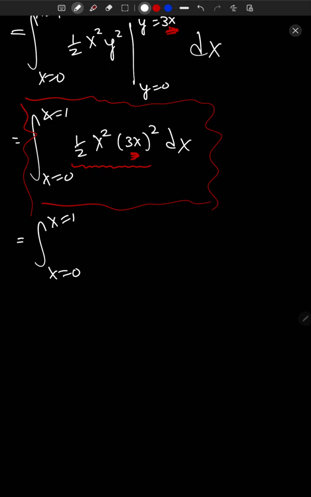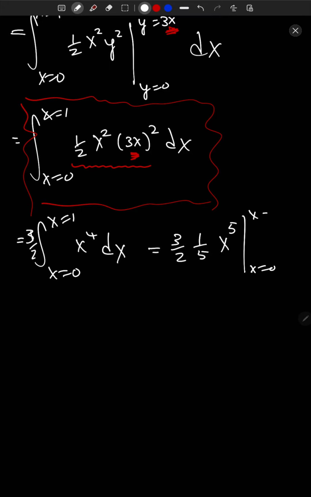x equals 0, x equals 1. Let's pull the 1/2 out. Let's pull the 3 out. x to the 4 dx, right? Something like this. And so we just get 3 over 2, 1/5, x to the 5, x equals 0 to x equals 1, which is going to be 3 over 10. Okay.